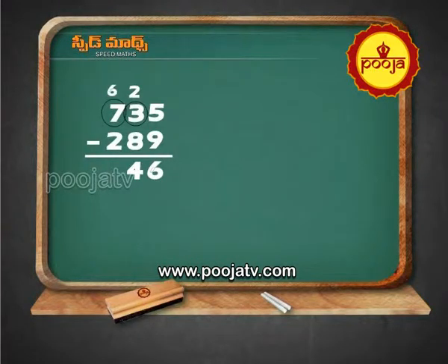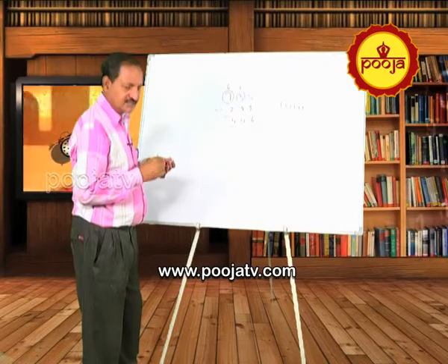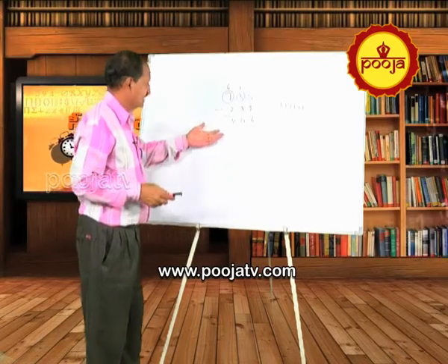10 plus 2, 12. Again you should not say 7 minus 2, 5. Here already we have given 10 to that side. So it is 6. 6 minus 2, 4. This is the way of subtracting in our traditional manner. Everywhere everybody teaches like this only.